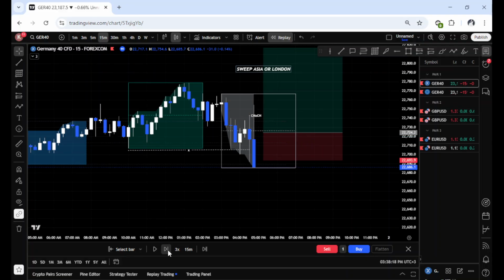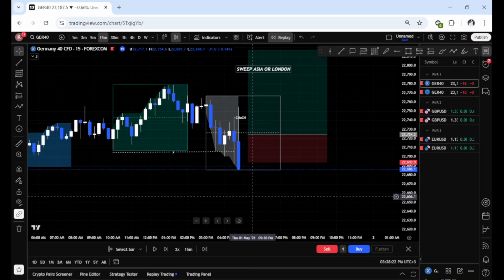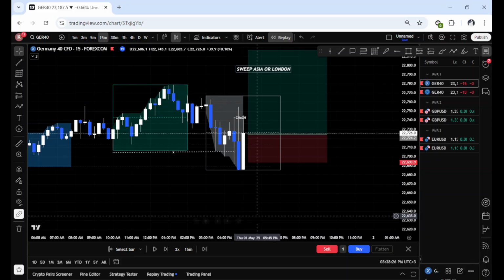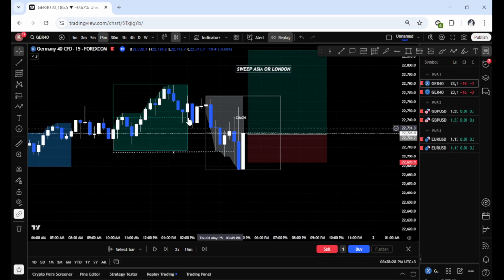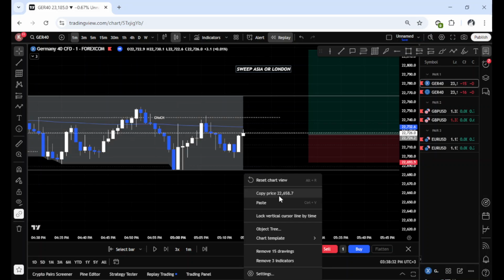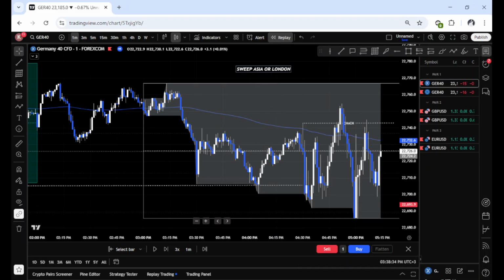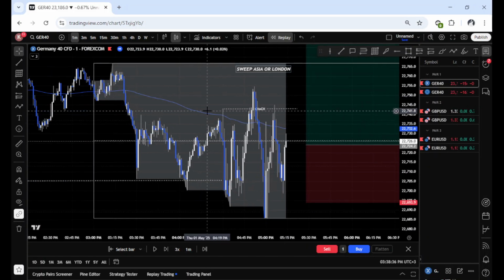So as you can see, we got a bullish close. I think this should be a bullish close, I don't know. Not yet, so let's see. So we finally got a bullish close. When you get a bullish close, you go to 1 minute to confirm that you have a change of character in 1 minute. So let's check.